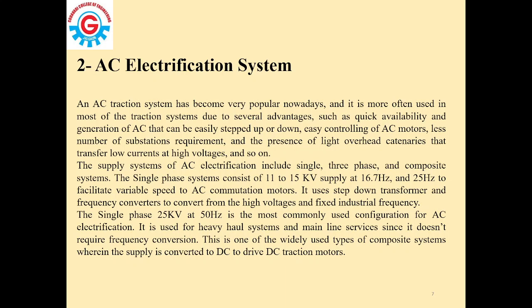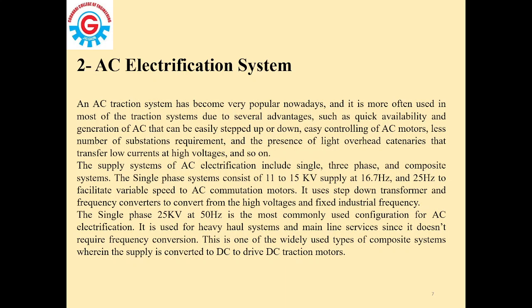The supply system of AC electrification includes single-phase, three-phase, and a composite type of system. The single-phase system consists of 11 to 15 kV supply at a frequency of 16.7 Hz and 25 Hz to facilitate variable speed to the AC commutator motors. It uses step down transformer and frequency converter to convert from high voltage and fixed industrial frequency.